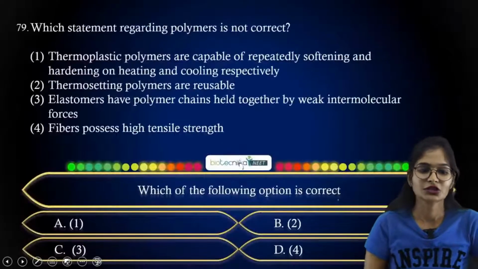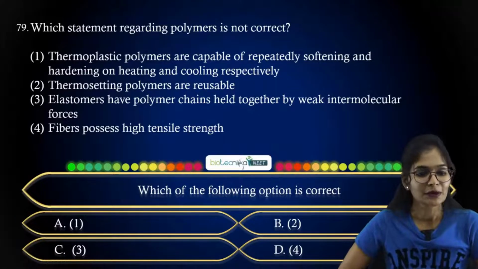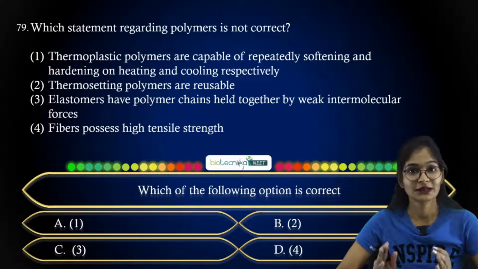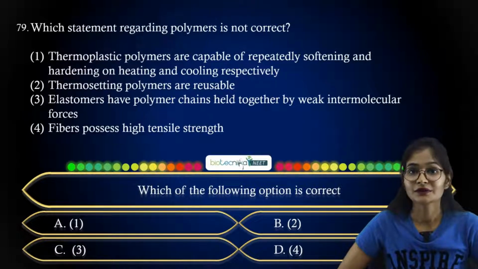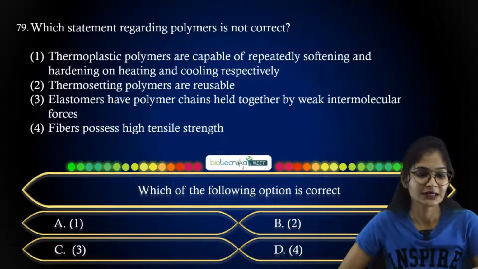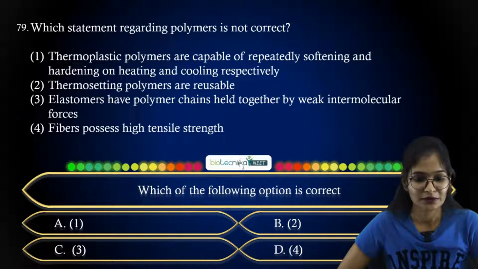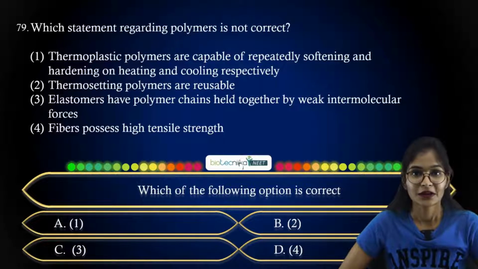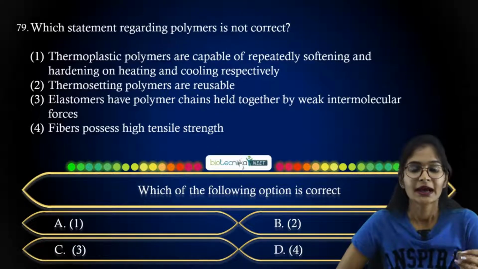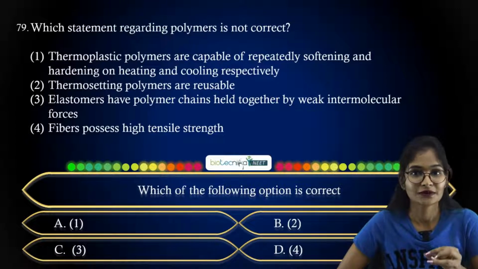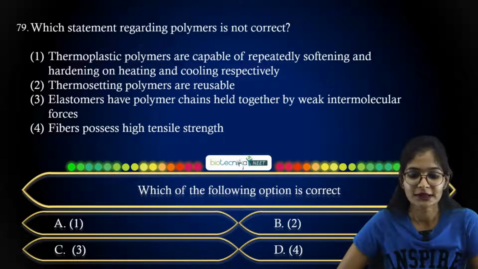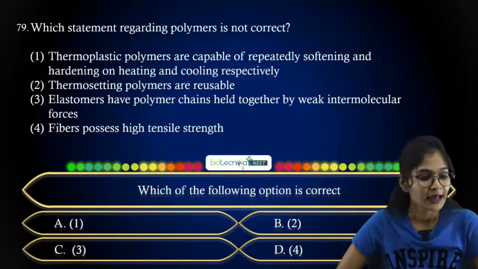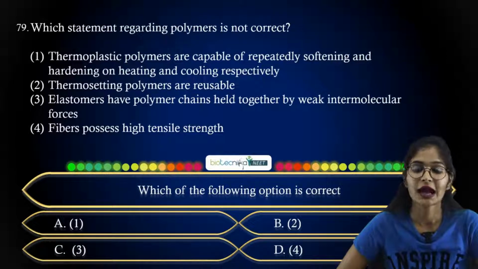Now coming to your next question, you again have statements. Which statement regarding polymers is not correct? Even this is one of the direct questions only. Option A is given with respect to thermoplastic polymers: thermoplastic polymers are capable of repeatedly softening and hardening on heating and cooling respectively. With respect to thermosetting polymers, they have given the statement that they are reusable. Option 3, the elastomers have polymer chains held together by weak intermolecular forces. And option 4, fibers possess high tensile strength.